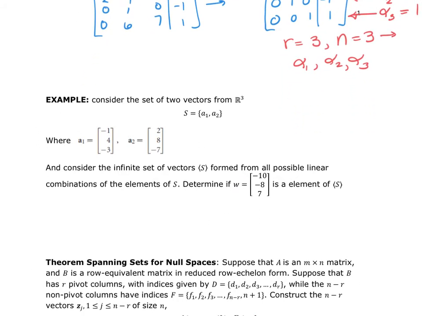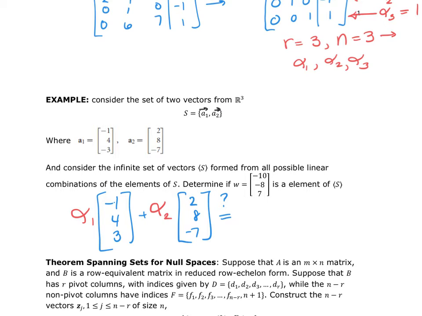Now let's take a look at this example here. They're asking me again whether or not this vector is in the span, and the span is built from this spanning set, the first vector A1 and the second vector A2. So what they're asking me to do is alpha sub 1 times my first vector, which is -4, 4, and 3, plus alpha sub 2 times my second vector, which is 2, 8, and -7. And I'm asking whether or not, if I can do a linear combination, I can get -10, -8, and 7.